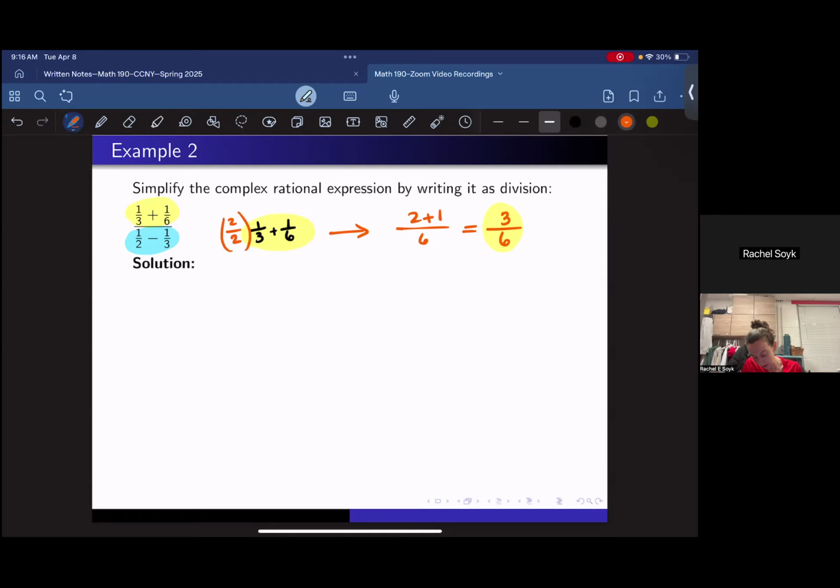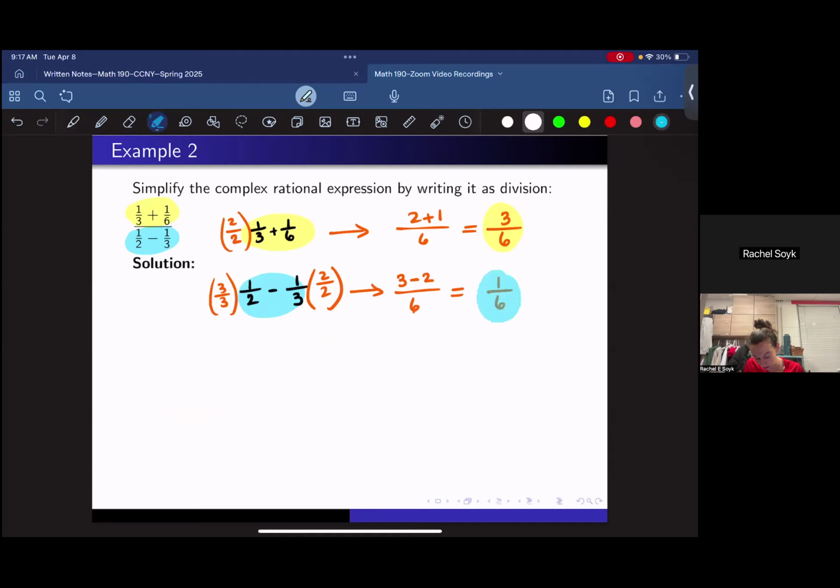And then the second part, let's look at our denominator. Lucky for us, the LCD is once again 6, so let's multiply that first fraction by 3 over 3 and the second one by 2 over 2, our whole fancy form of 1. And when we do that, what do we end up getting? We end up getting 3 minus 2 all over 6, which gives us 1 over 6 as our simplified denominator.